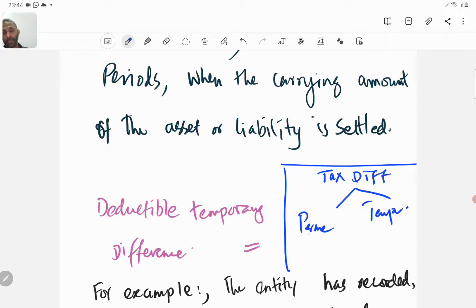Now I can give you one small example here. Entertainment expense is considered to be permanent. There are other differences which are temporary differences, and these temporary differences are again of two types: taxable temporary difference and deductible temporary difference. If you have a taxable temporary difference, that will lead to a deferred tax liability.